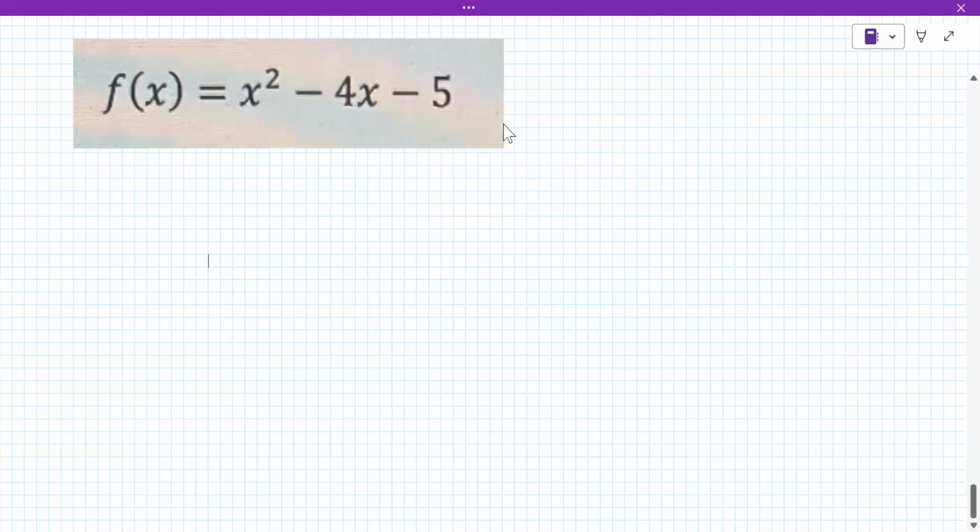Okay, so we were talking earlier about functions, and we're talking a little bit about making a table here.